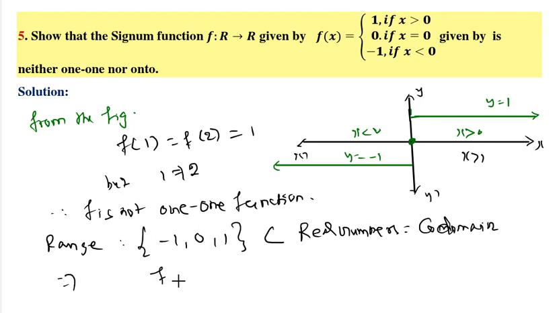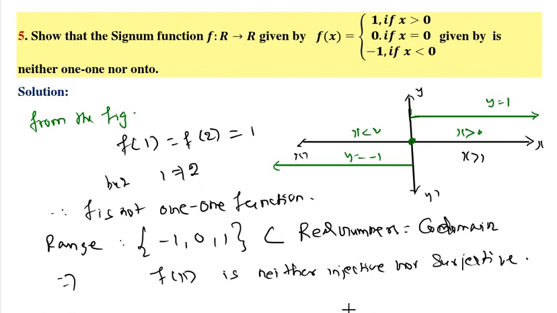We can conclude the function f of x, the signum function, is neither injective nor surjective. It is not one-to-one as well as not onto.